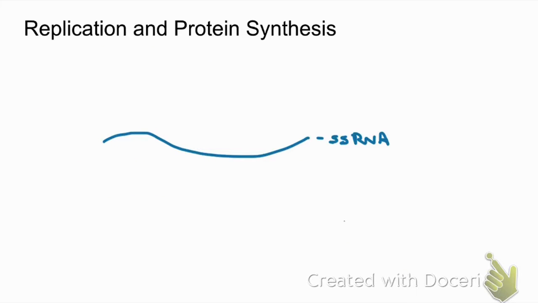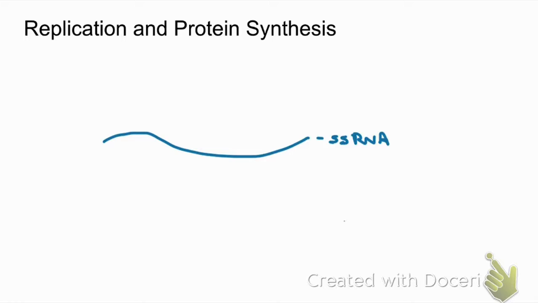Let's talk for a couple of minutes about how this virus performs biosynthesis. First, remember that this virus has a negative single-stranded RNA genome. This type of genome is complementary and anti-parallel to mRNA. And because it has an RNA genome, this virus is going to have to encode its own polymerase.